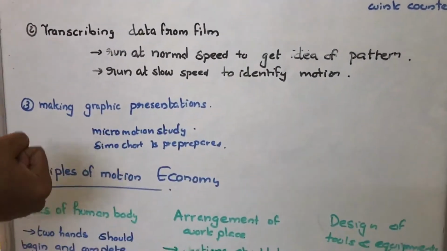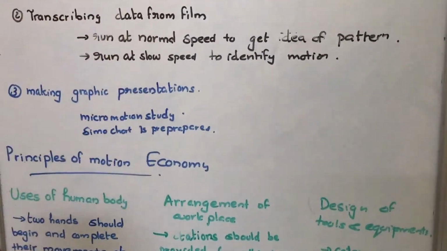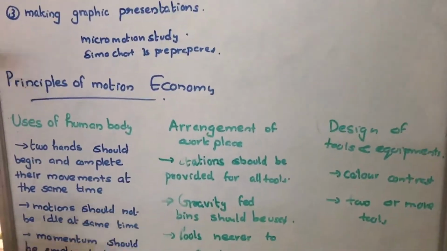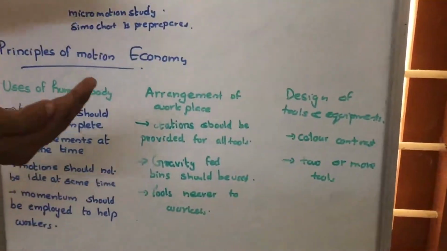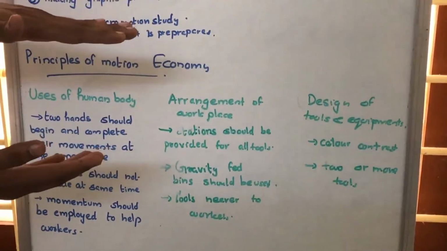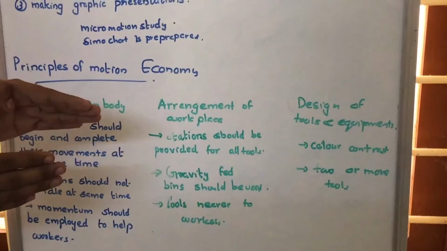Then they do this micro motion study and the SIMO chart. SIMO chart means for each activity they note, say, 8 seconds, 2 seconds. They calculate like that and then make a chart. So at last, to assemble a particular component, they may calculate that it takes, say, 15 minutes. So 15 minutes will be allowed for assembling a particular component.